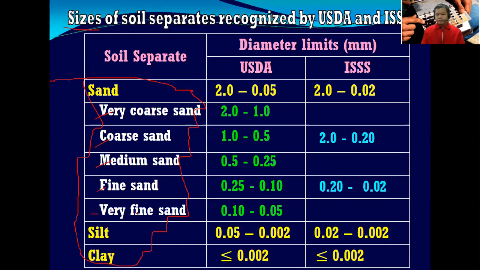Because this is how it works: the smaller the particle size, the finer the particle size, when it comes to fertilizer application, we apply more fertilizer on the finer particles. Likewise, we apply more limestone on the finer particles. Likewise, we apply more insecticides or pesticides on the finer particles of soils.